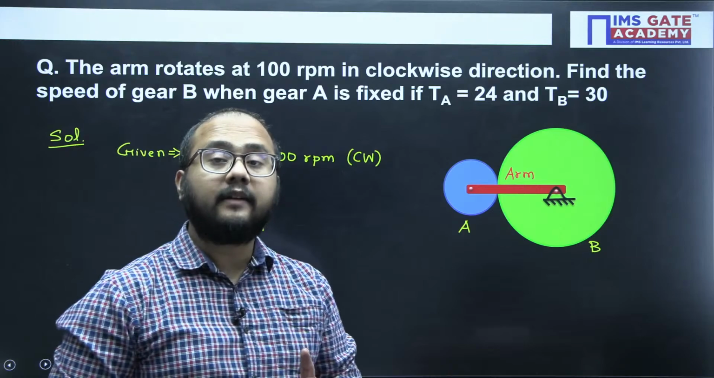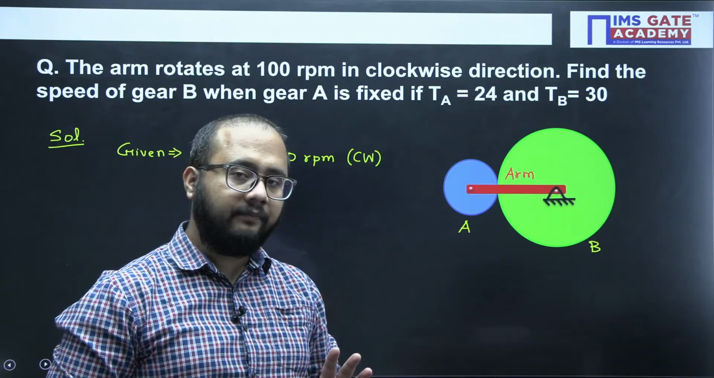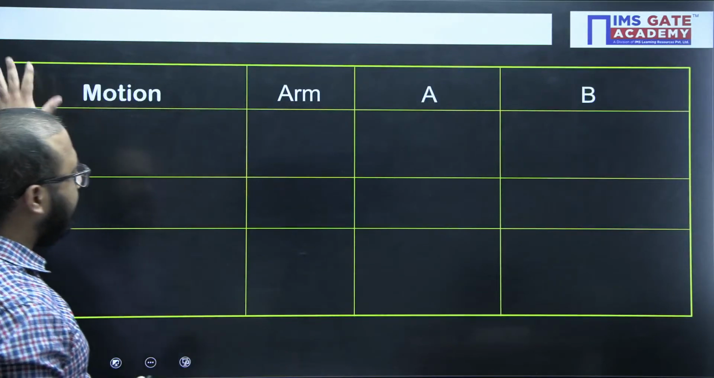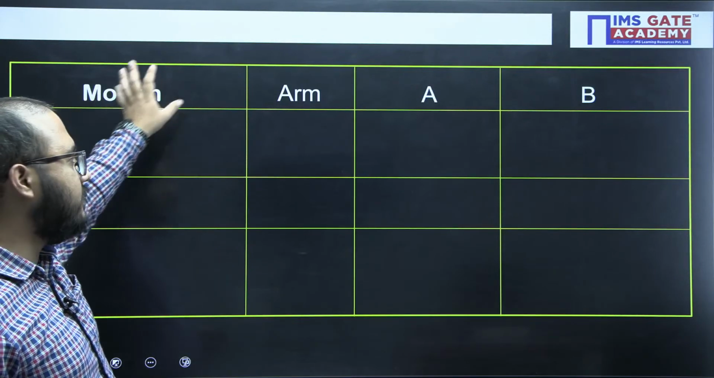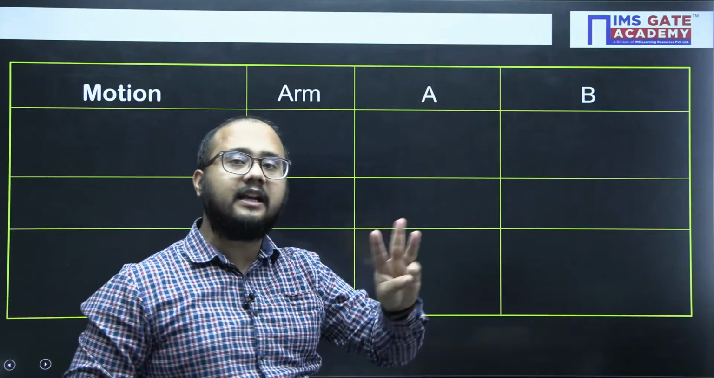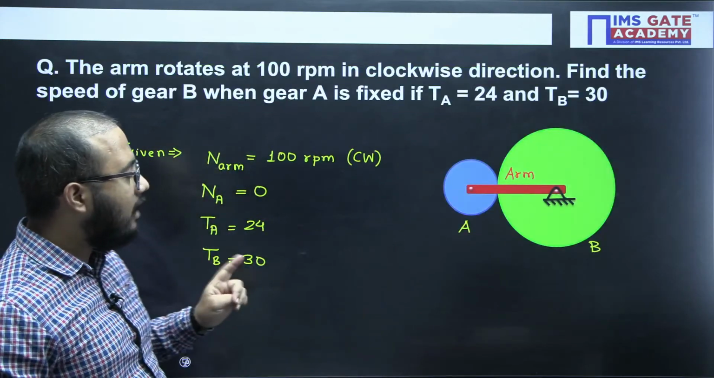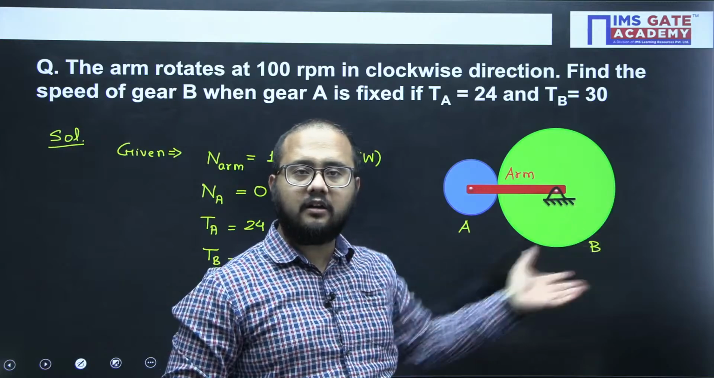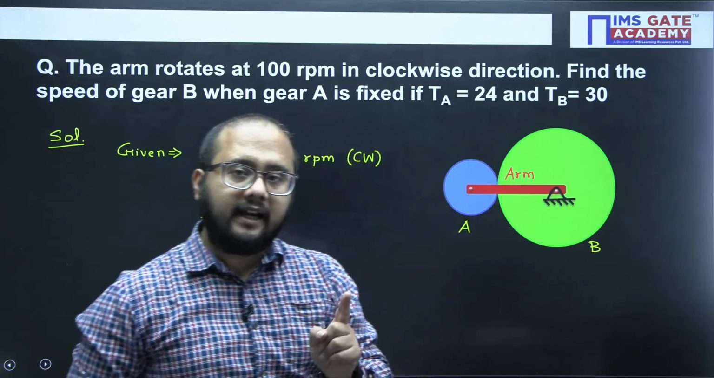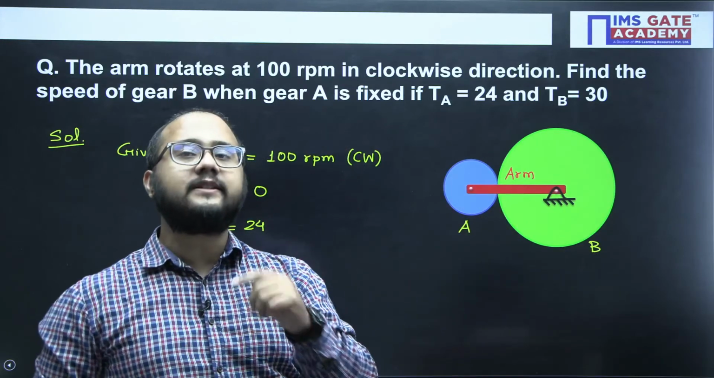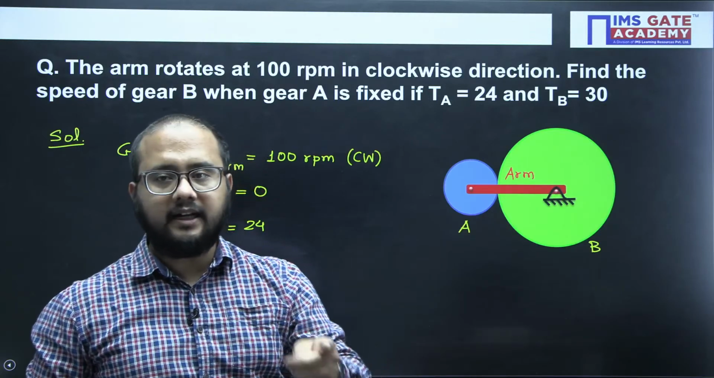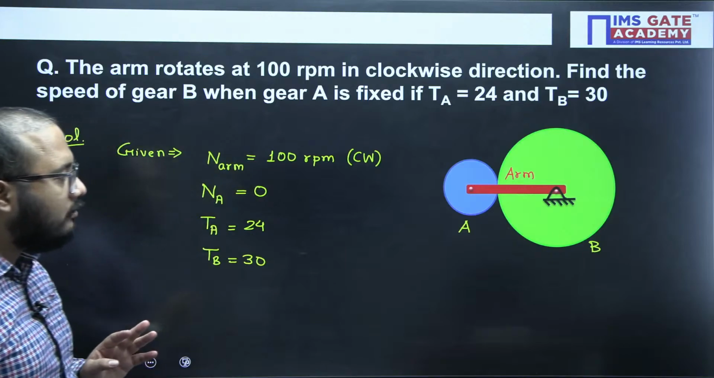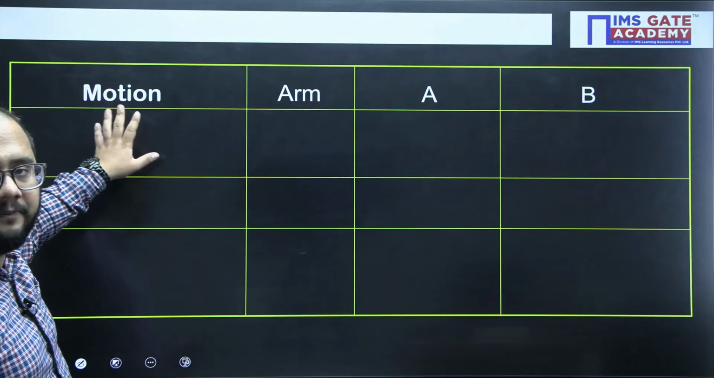In that method, what is step number 1? Step number 1 is we will create a table like this. The first column will be of motion, then arm, A and B. Total 3 elements are there. Please understand, how many elements in this particular gear train system? Gear A, gear B and the arm which is connecting gear A and B. Total 3 elements are there, right? So total 3 elements.